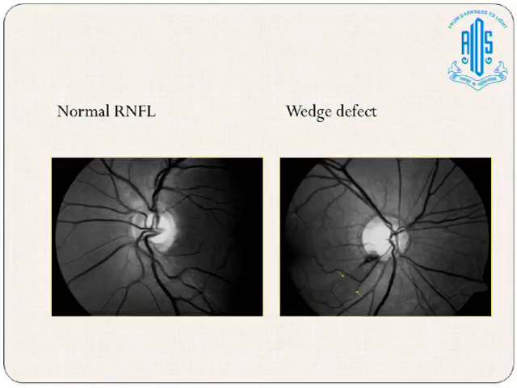But if there is a defect, what you see is a gap. There is a dark pattern which you usually see. This is known as the wedge defect.